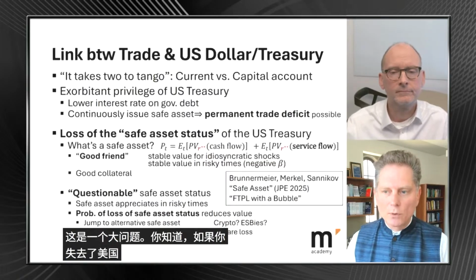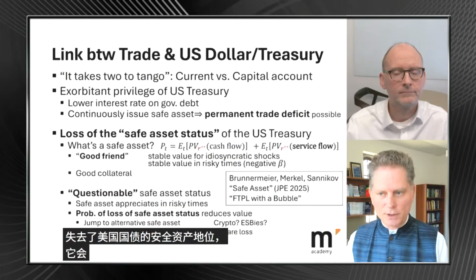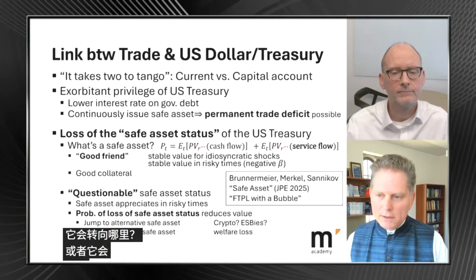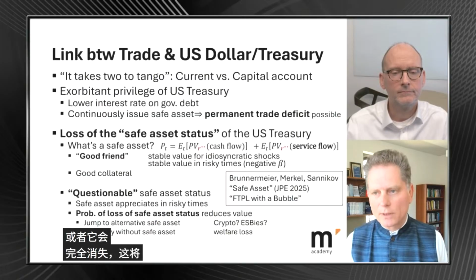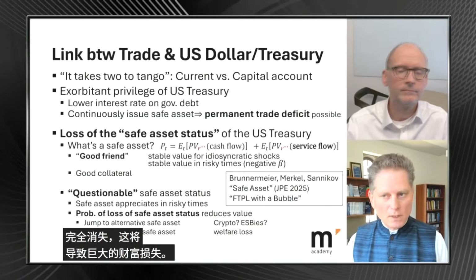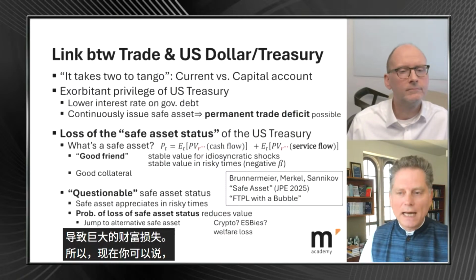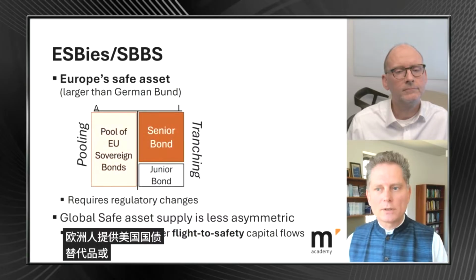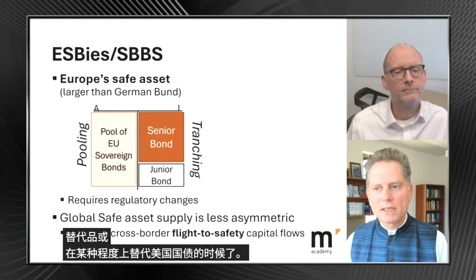If you ever were to lose the safe asset status on the US Treasury, where would it jump to, the safe asset status, or would it disappear altogether? And this would lead to a large welfare loss. So one thing you could say, now it's a time for the Europeans to provide an alternative to the US Treasury or substitute the US Treasury to some extent.